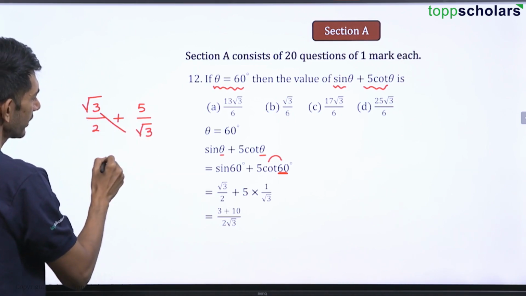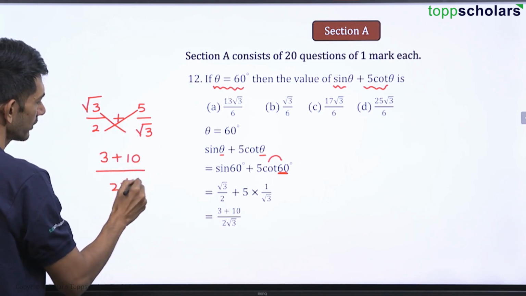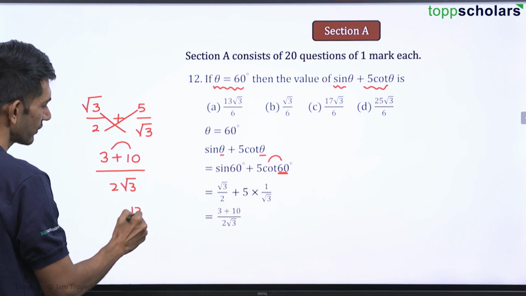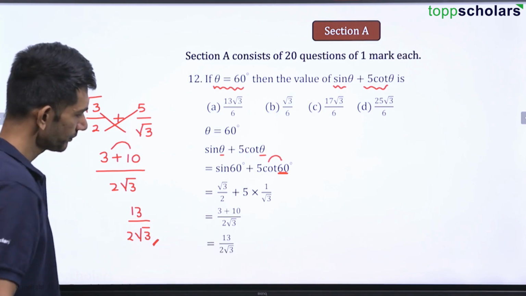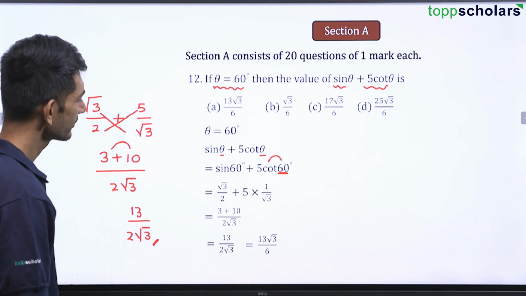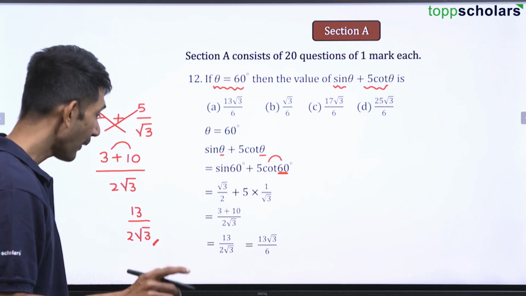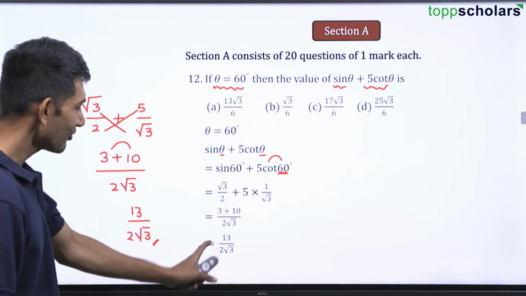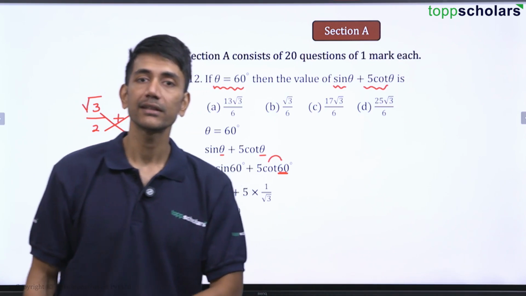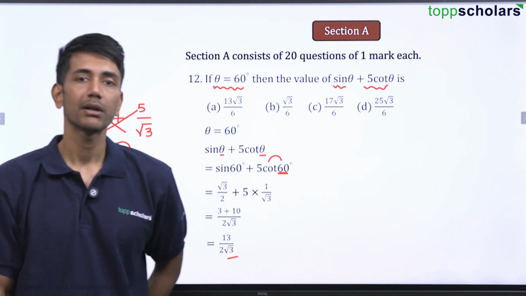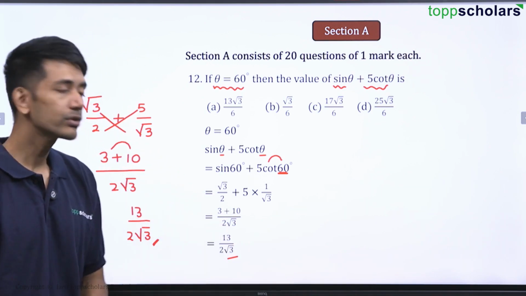Root 3 into root 3 is 3, plus 2 into 5 is 10, and in the denominator you have 2 root 3. 10 plus 3 is 13, so you have 13 by 2 root 3. That is your final answer. Easy? Now if you see the options very carefully, there is no option 13 by 2 root 3. Always remember children, there is a general practice of rationalizing the denominator whenever we have an irrational number in the denominator. So all you need to do is multiply by root 3, divide by root 3, and that is going to give you 13 root 3 by 6.